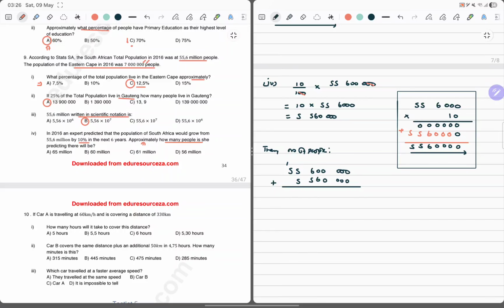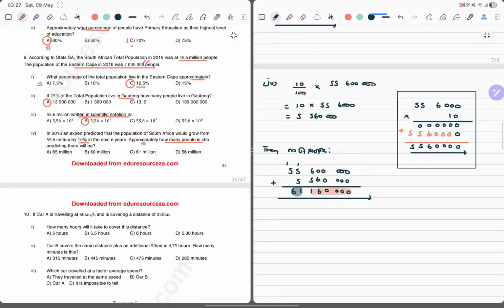As you can see, guys, it gets technical sometimes. 1, 2, 3, 4. This is 6, 11. We carry 1. 5 plus 5, 10 plus 1, 11. Carry 1. This is 6. Yes. That's something. And as you can see, this is 61,160,000.